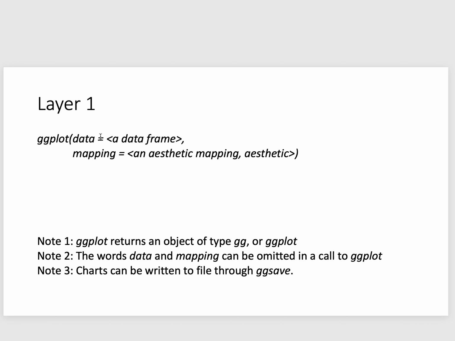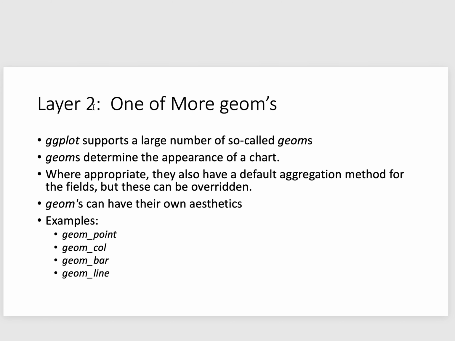Once you've created the ggplot, layer 1, then you layer one or more geoms on top of that. And geoms determine the appearance of the chart. So geom_point will create a scatter plot, geom_col will create a column chart, geom_line will create a line chart, and so on. Where appropriate, geoms can also have their own default aggregation methods for the fields, but as we'll see, these can be overridden. And then finally, geoms can have their own aesthetics as well.